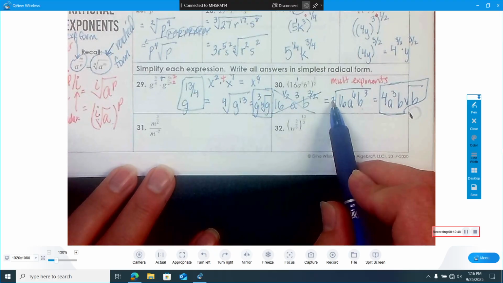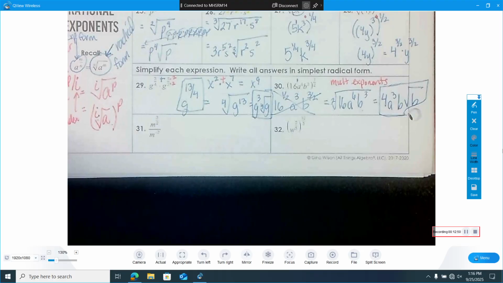It is b to the 3rd, but think about b times b times b. We're looking for 2 of a kind, and 1 escapes. 1 is left behind.